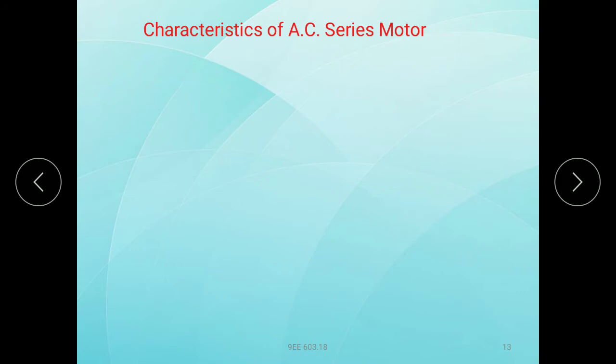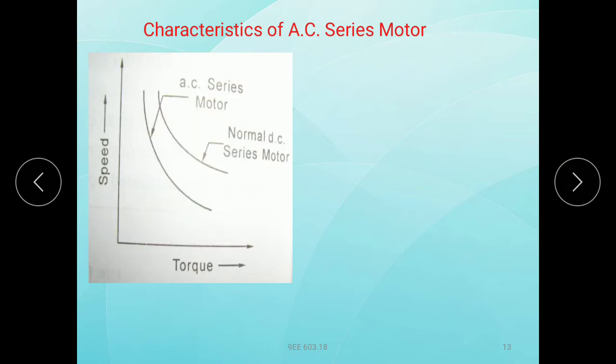So now the characteristics of AC series motor. See here the characteristics of AC motor. Here the x-axis is taken as the torque and the y-axis is taken as the speed. So here the speed at the starting period is taken as this one.